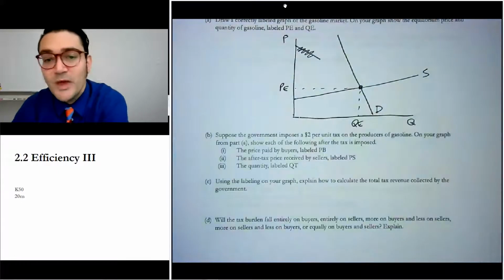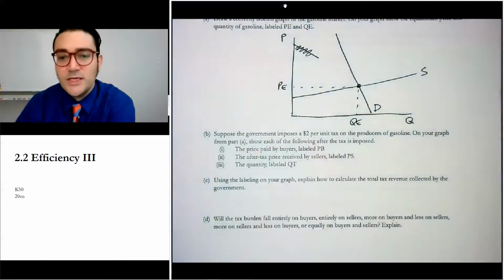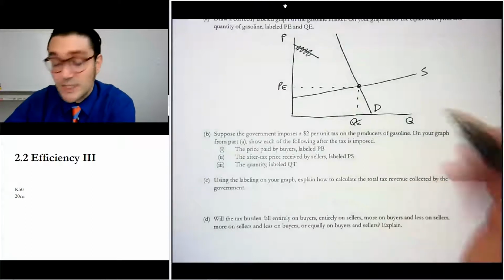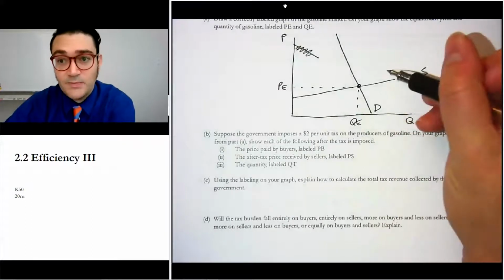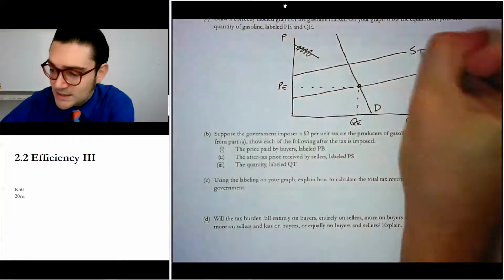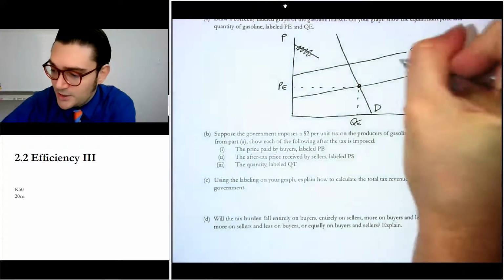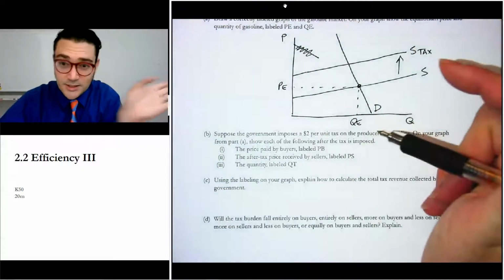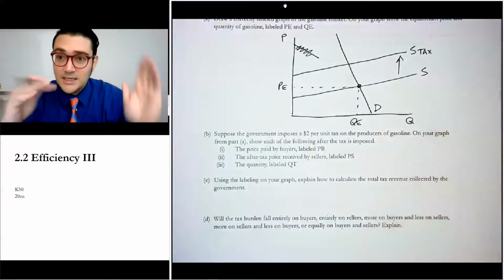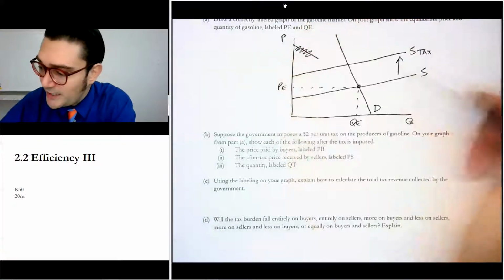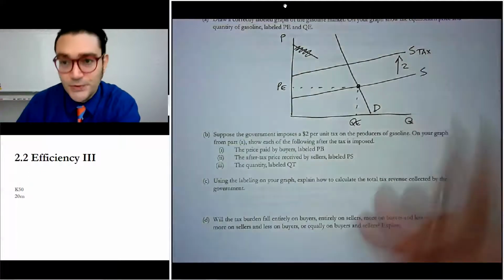Suppose the government imposes a $2 tax per unit on producers. On your graph from part A, show each of the following. So it's going to shift the S curve up by $2. So S tax. So that's going to be kind of like that. Now remember, it's actually a leftward shift. It's just kind of hard to see it because it's so flat. So it's a decrease, right? Supply is decreasing. And we have this vertical by 2.